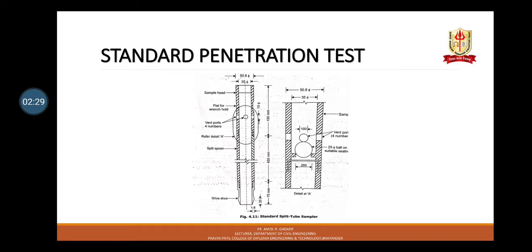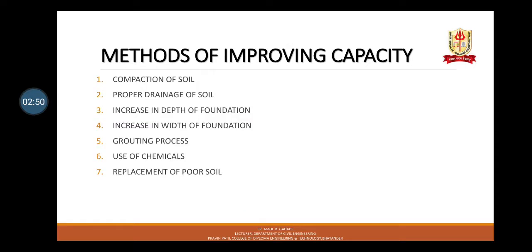So talking about the diagram, this is your standard split tube sampler having a sample head, wrench hole, 4 vent ports, split spoon, drive shoe, and all the things inside it.